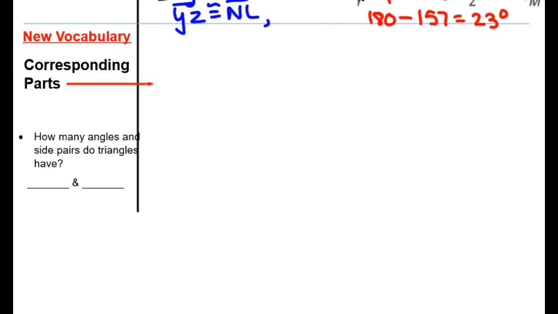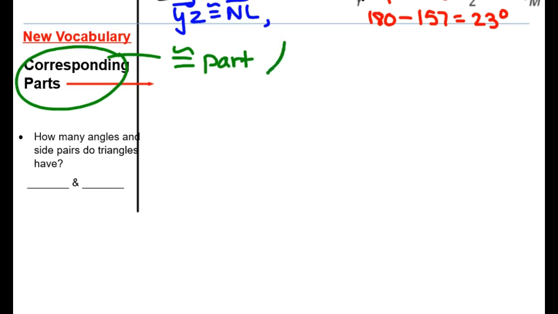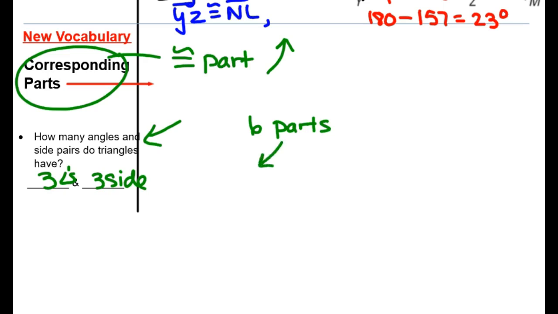The last part that we're going to talk about on this page is a quick review of corresponding parts. Those are the congruent parts, just like we talked about above. The question says, how many angles and sides do triangles have? Remember, they have 3 angles and 3 pairs of sides. So when I do corresponding parts, there will be 6 parts altogether: 3 angles and 3 side pairs.